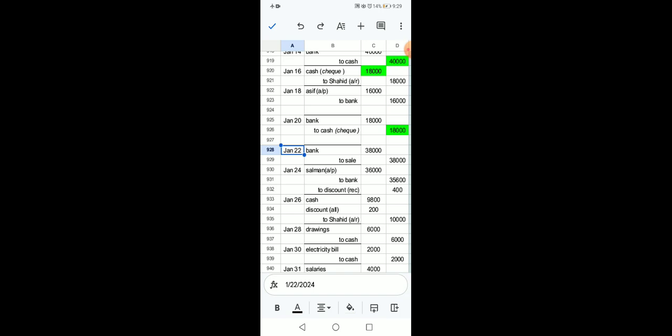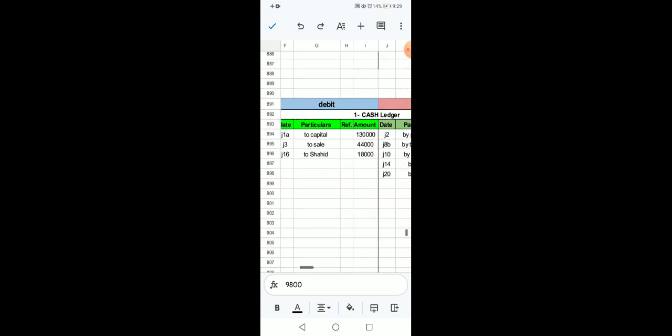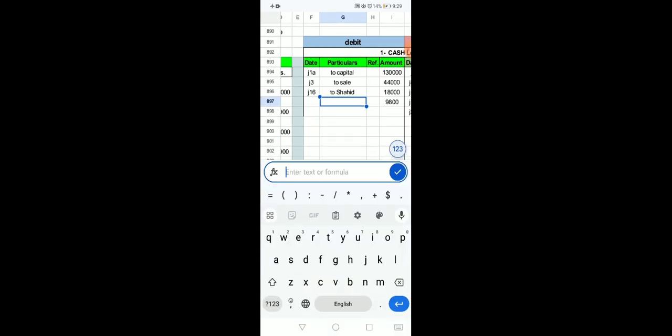Now January 22, cash is not present. 24, no. January 28, yes, cash is present, 9,800 on the debit side. So you will put 9,800 on the debit side of the cash column. See what is the reference of this 9,800. This was cash. What is written on the opposite side? Shahid. So you are going to write "To Shahid" again over here.